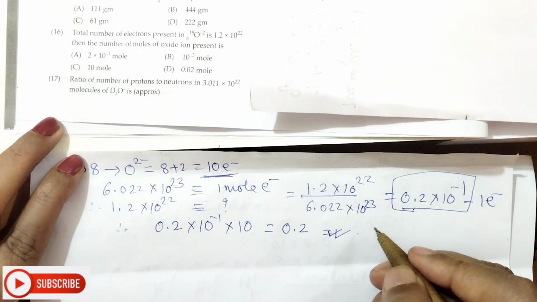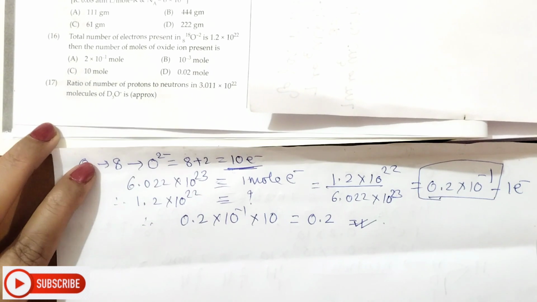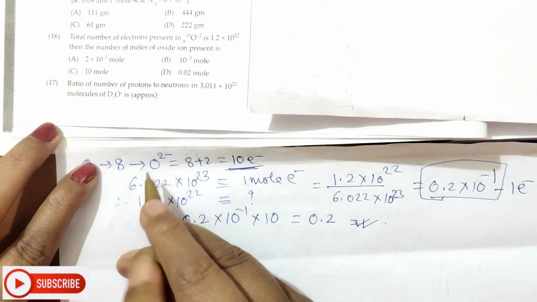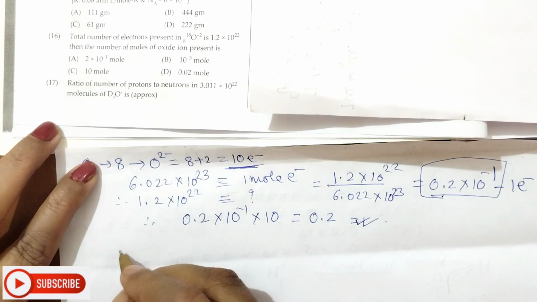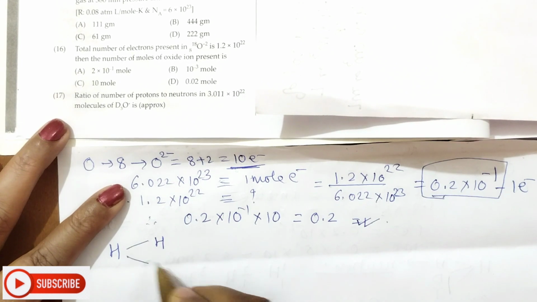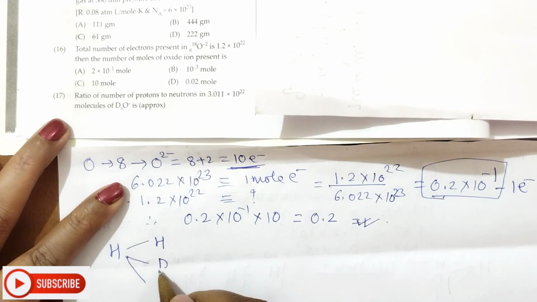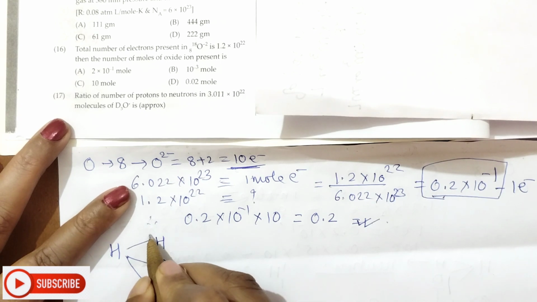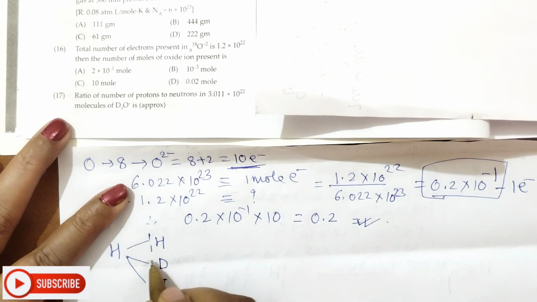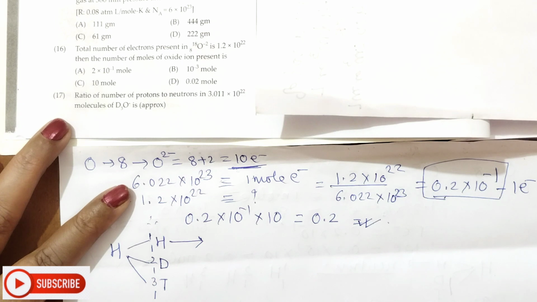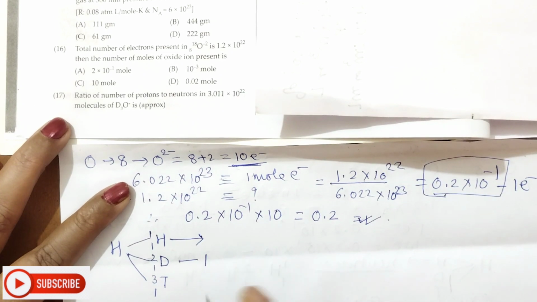Let's see the next question. Ratio of number of protons to neutrons in 3.011 × 10^22 molecules of D3O+ will be. Now students, you know that hydrogen has 3 isotopes, that is normal hydrogen, then deuterium and tritium. If you see the number of protons and neutrons here, this will have 1 and 0, this will have 1 and 1, and this has 1 and 2. Hydrogen is the only element where there are no neutrons, but in deuterium there is 1 neutron.